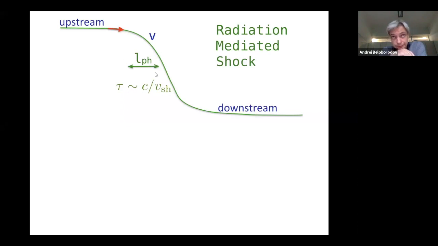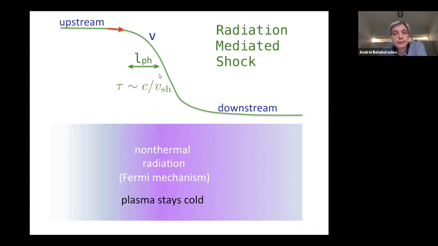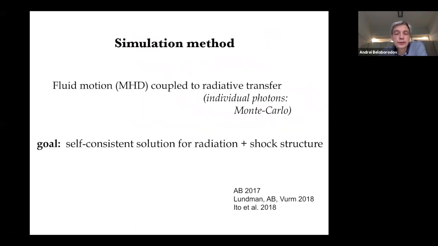The plasma stays completely in kinetic equilibrium with photons, so it has a Compton temperature of about 10 keV everywhere. But the photon spectrum in this shock is not thermal, because the photons bounce on this free path between upstream and downstream, and just like in Fermi acceleration, they gain energy. So the plasma stays cold, but the radiation becomes non-thermal. We developed a method to simulate it from first principles. Basically, it's MHD coupled to radiative transfer done with Monte Carlo. We follow individual photons, many of them, tens of millions is enough.